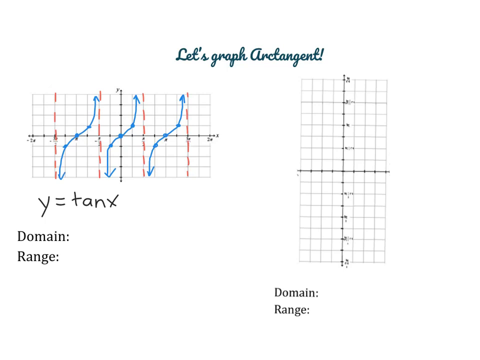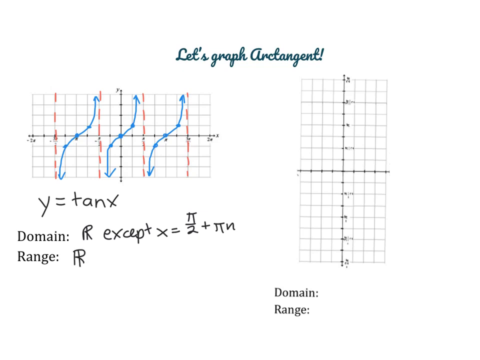Okay, for the domain here, it is all real numbers except for our asymptote. So we can say all real numbers except for x equals π/2 plus pi n. So these include all of the asymptotes. And then you can see that our range is actually all real numbers.